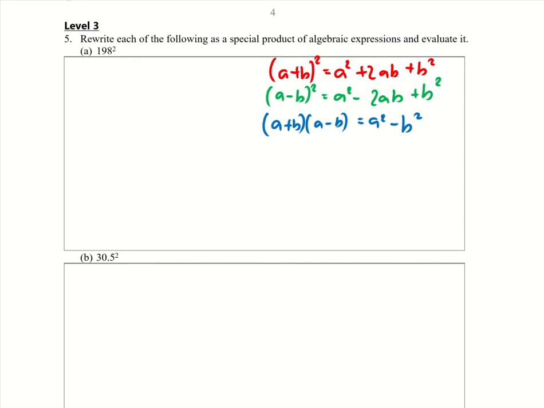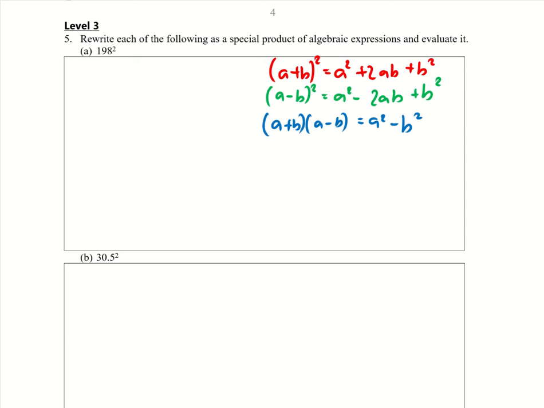Now let's take a look at your question in level 3. In question level 3, you have to rewrite each of the following as a special product of algebraic expressions and evaluate it. And then they give you a number, 198 squared. How is that algebraic? Now, just a bit of historical background on why this is so important, especially in the past. In the past, there was no calculator, so all the calculations had to be done with paper and pen or by mental sums.